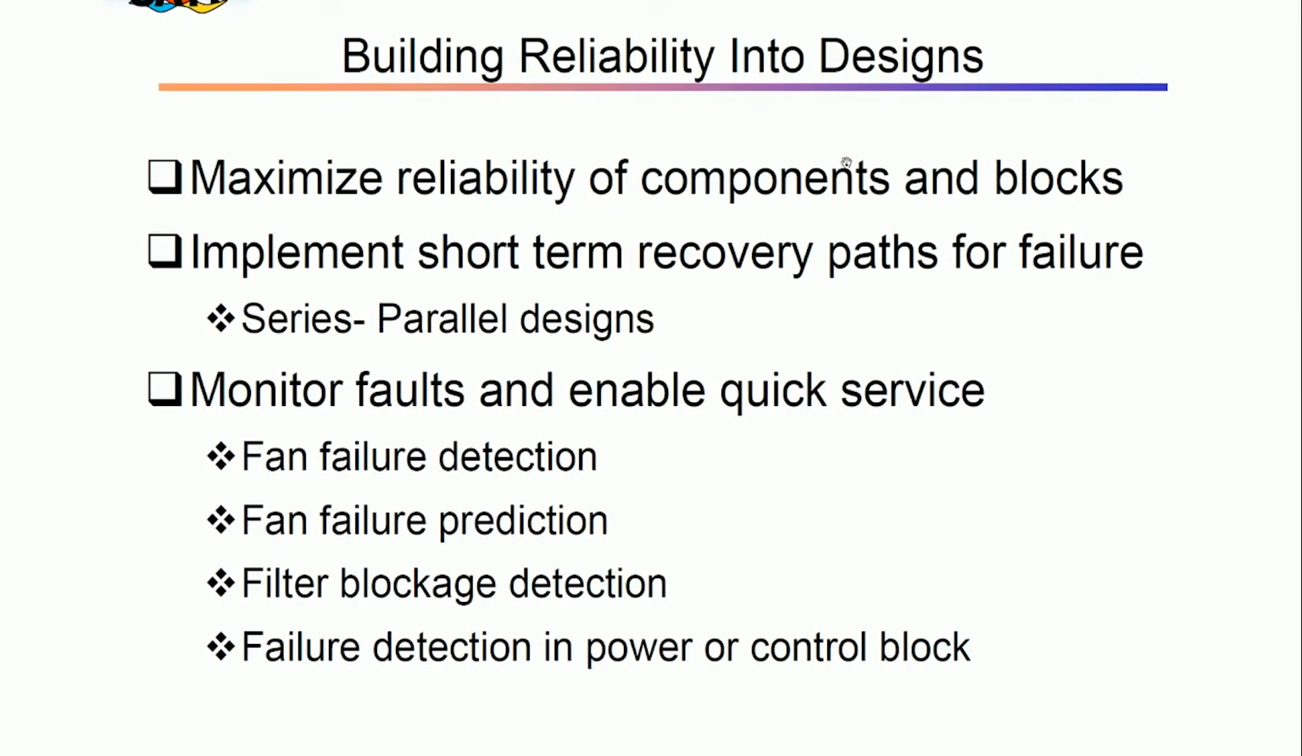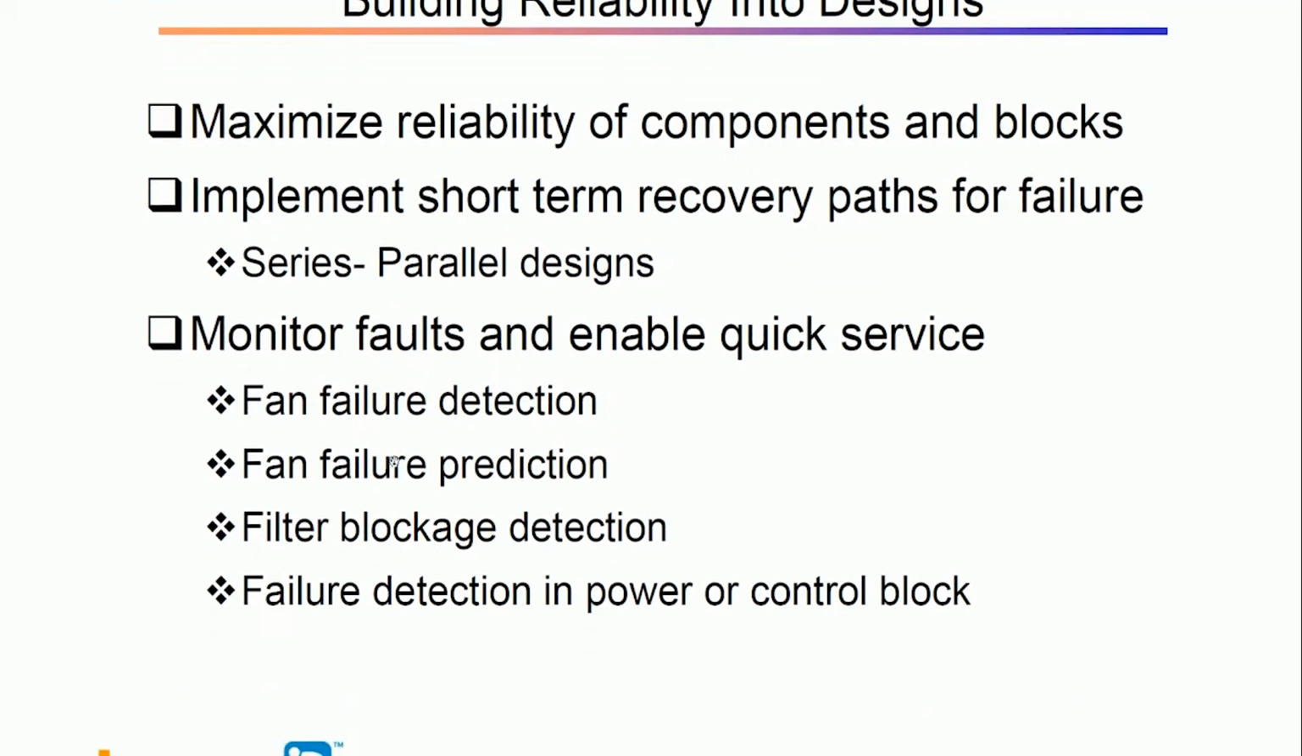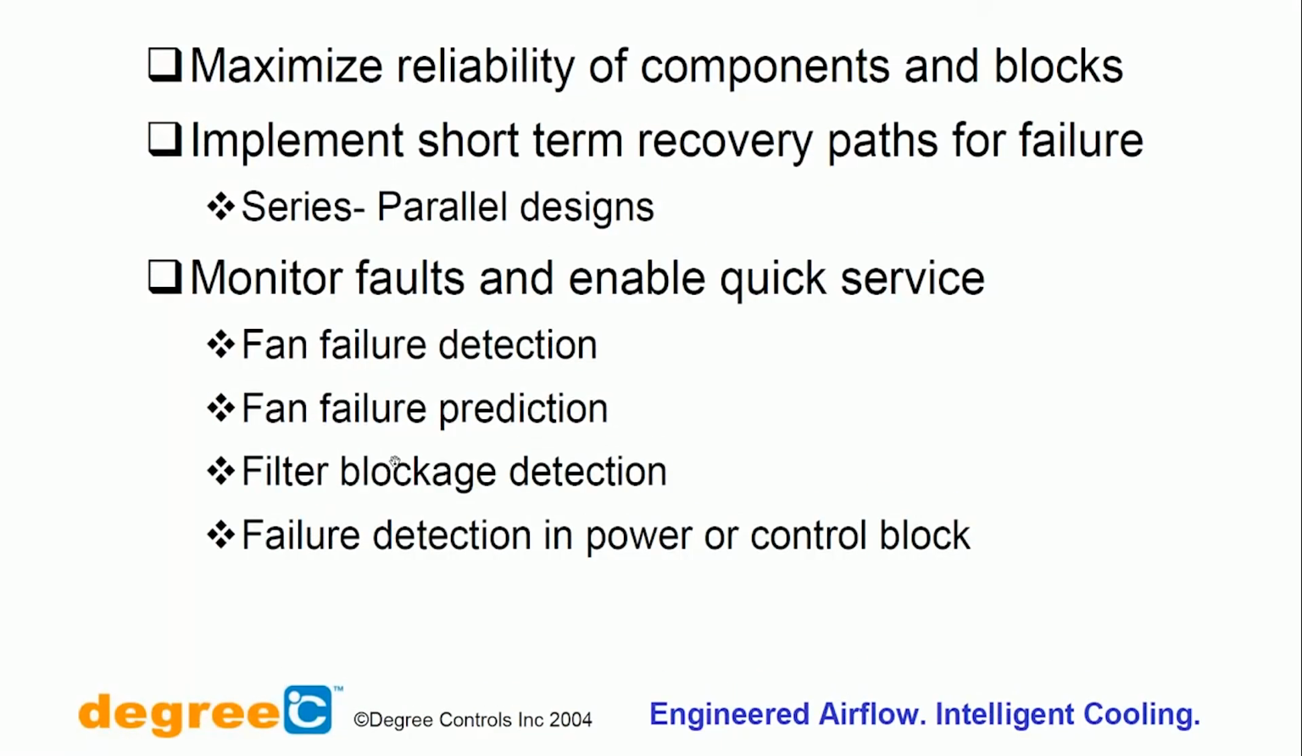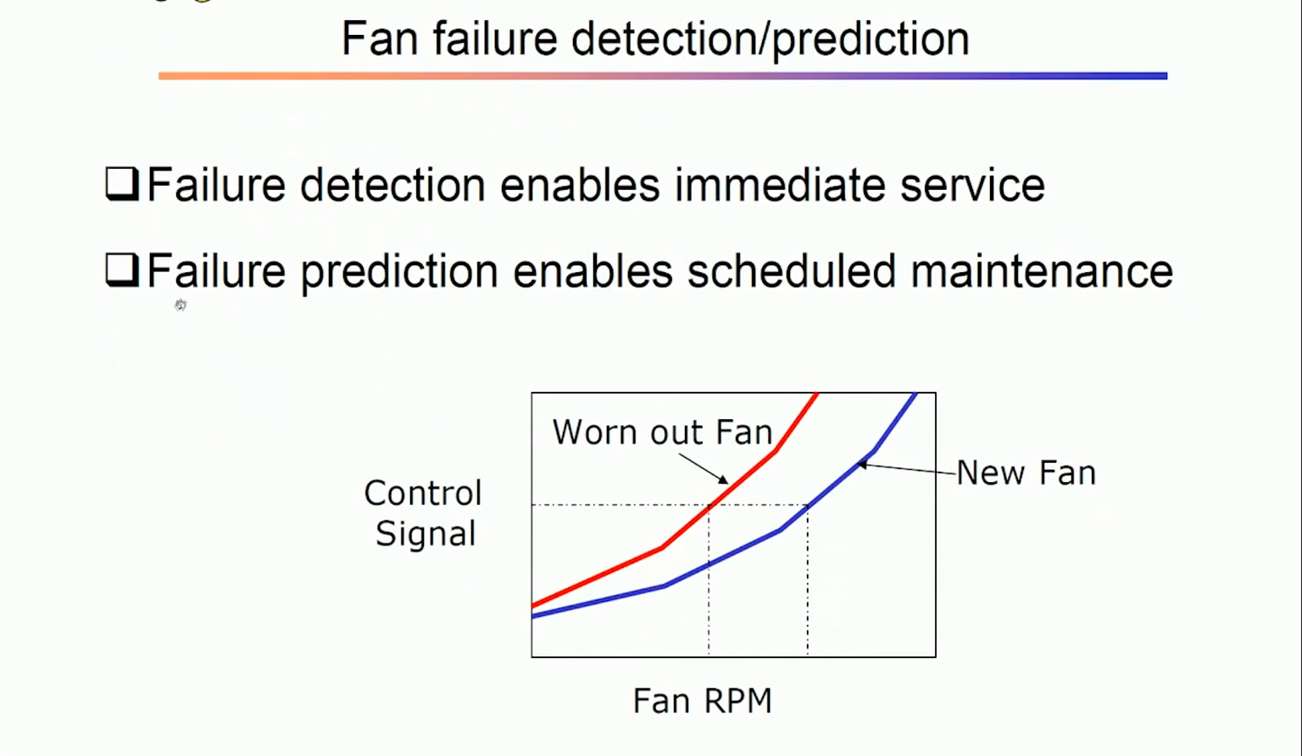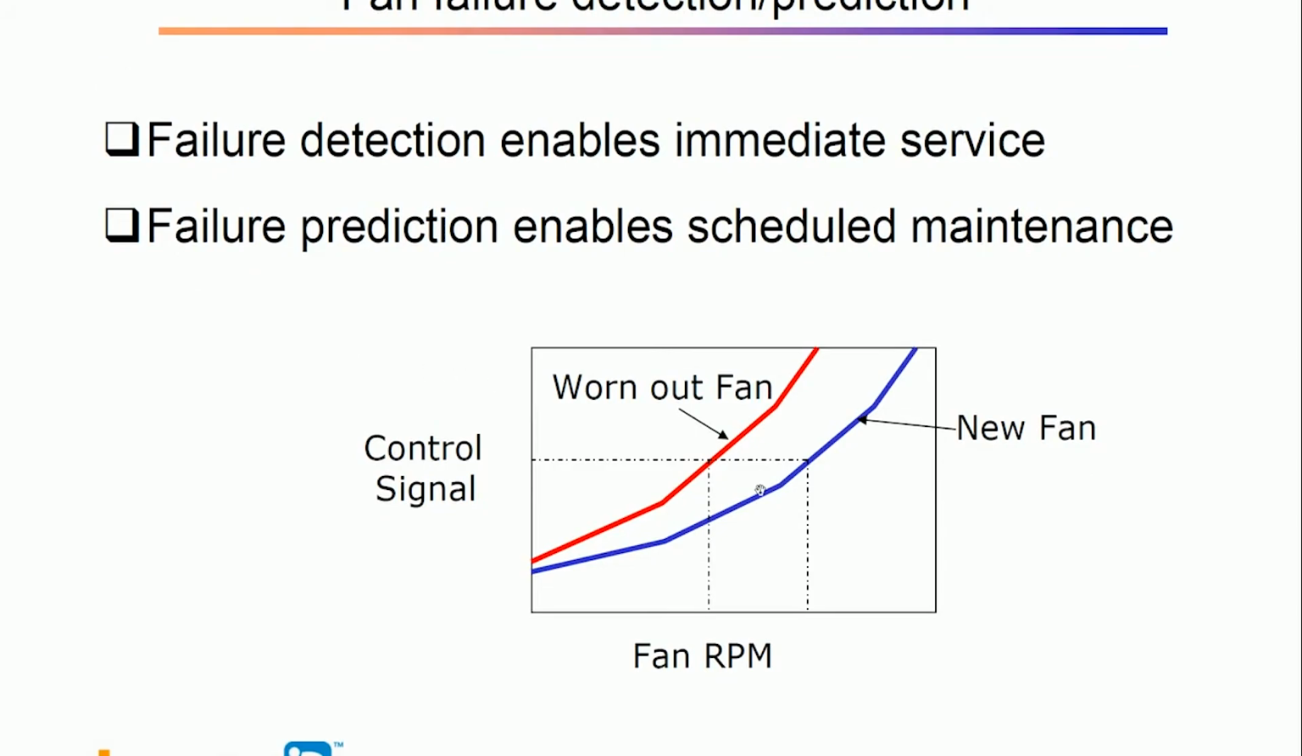This is a general design saying you maximize reliability of components and blocks, short term recovery paths for failure, series parallel design, monitor faults and enable service, fan failure prediction, filter blockage in power control. This is very much possible for you to do. Airflow rate, maximize reliability, immediate service, failure prediction, enable scheduled maintenance.